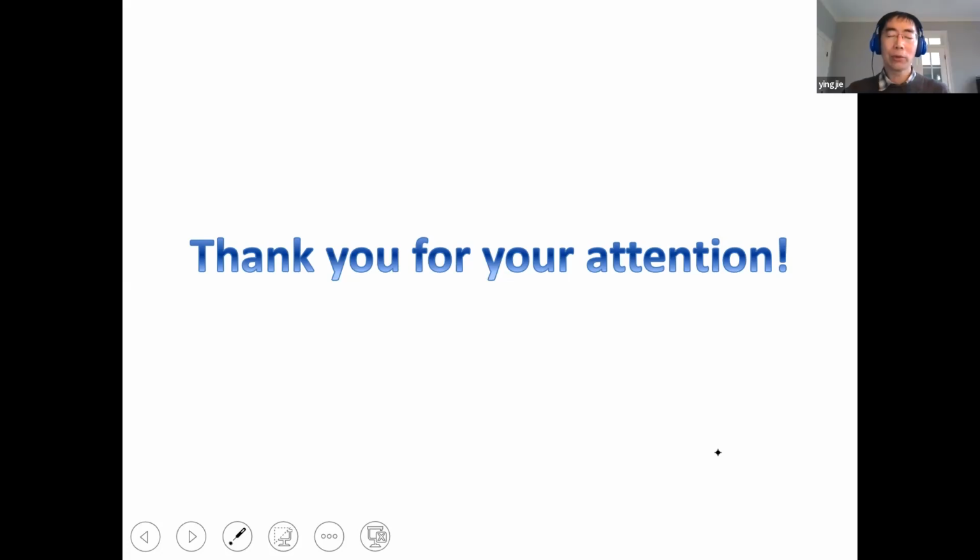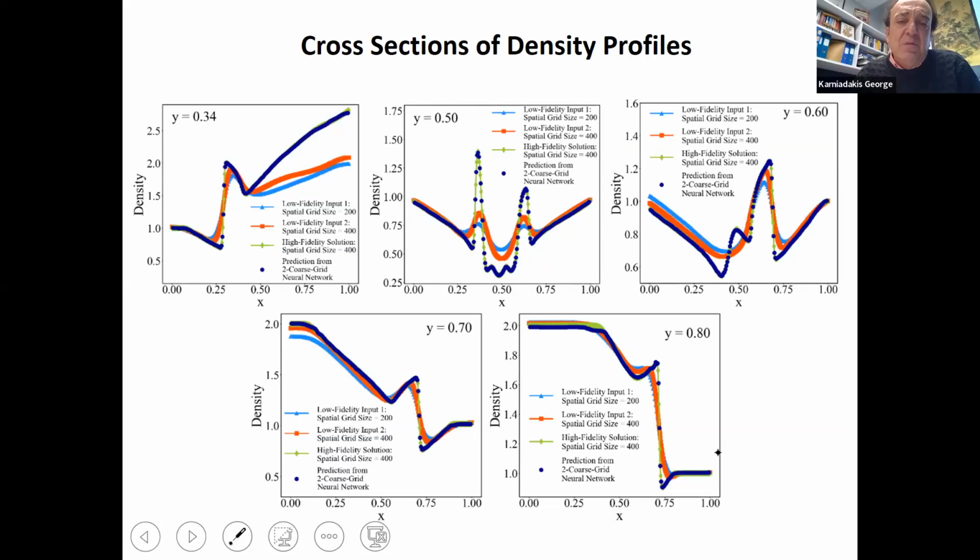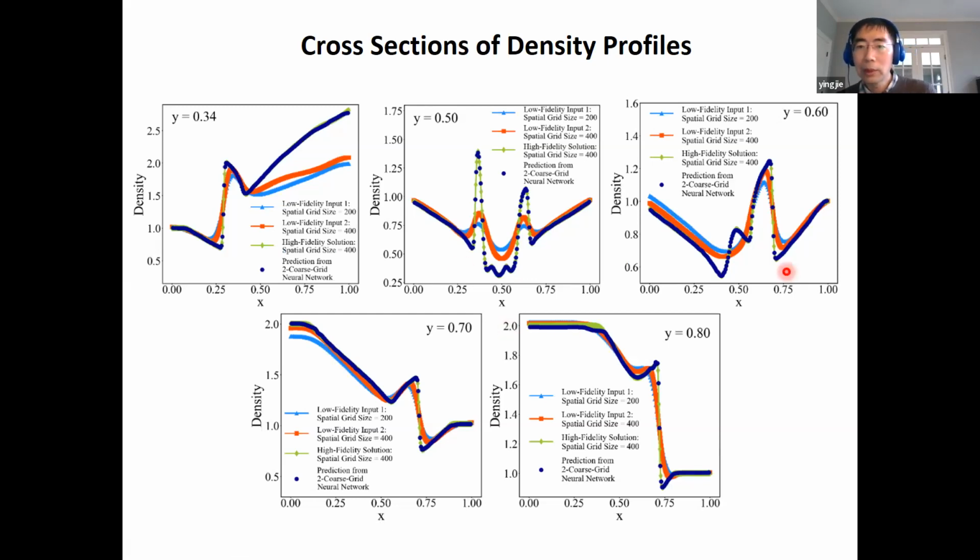Oh, okay, good question. I believe it has no problem with the smooth part, because if you look at, for example, there are a lot of smooth parts here. Yeah, this is the smooth part of the solution. It can capture the shock wave and other discontinuities, but as a side benefit, it captures the smooth part very well. That's a surprising part of this method. There's no problem for the smooth part at all.